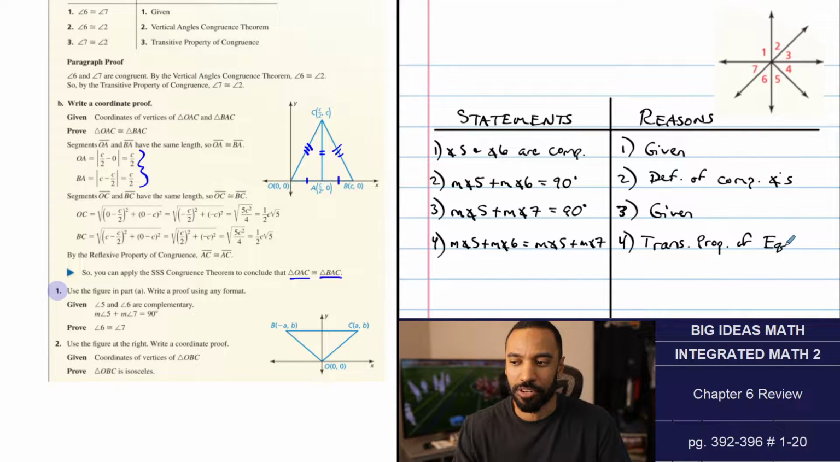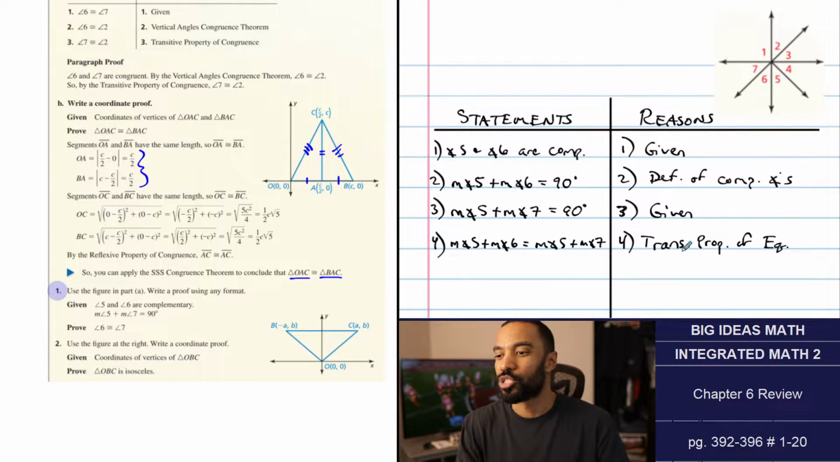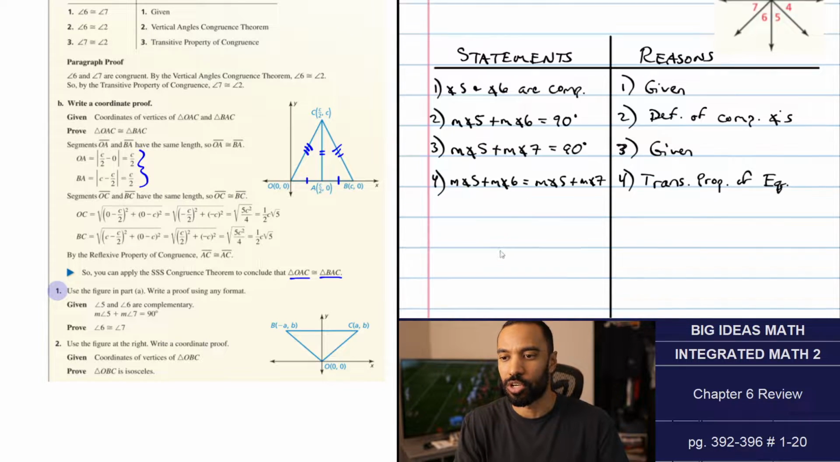Sorry, if I said equality the first time, I meant transitive property of congruence. Transitive property of equality also exists. Two measures equal to the same measure are equal to each other. Now, we need to prove angle 6 is congruent to angle 7.